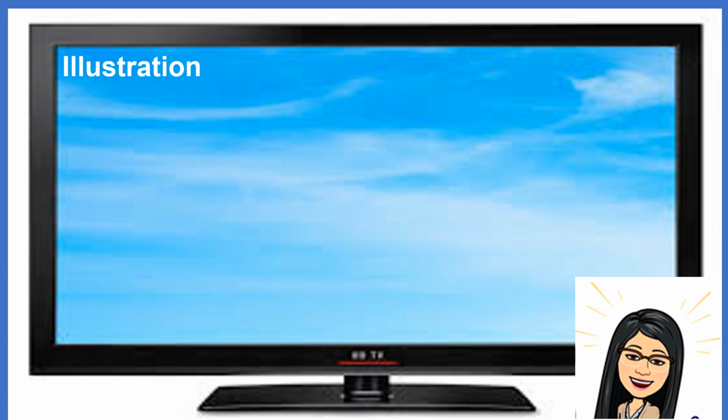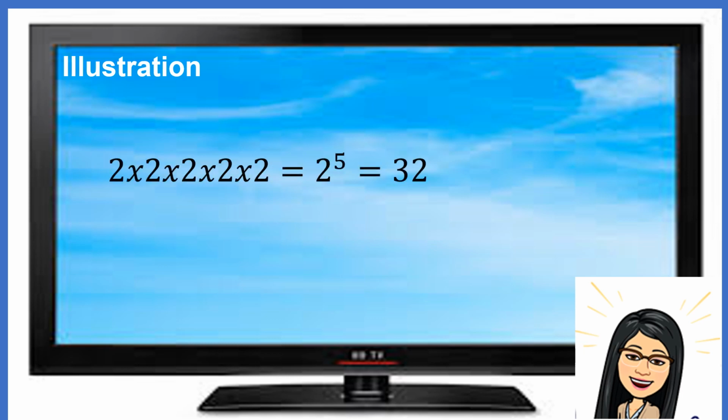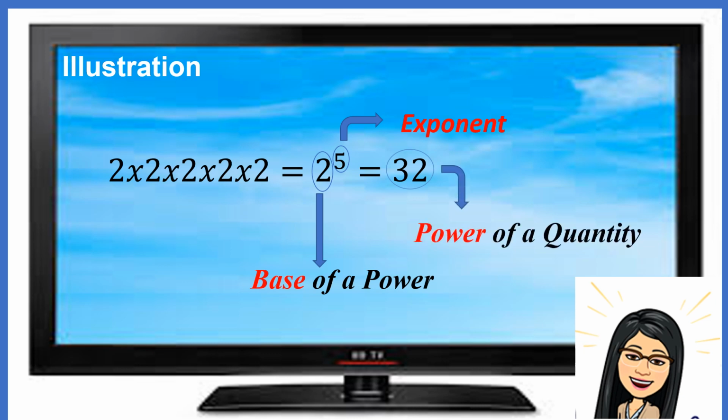If we put this into symbols, the numbers 2 times 2 times 2 times 2 times 2, or 2 written 5 times as a product, we can simply write as 2 raised to 5, which is equal to 32. 2 is recognized as our base, or base of the power. 5 is denoted as our exponent. And of course, 32 is known as the power of the quantity.